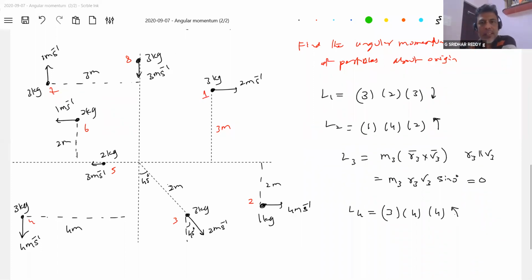How to curl fingers? How to get the direction? So this is R bar. This is V bar. So curl fingers from R bar towards V bar. The small finger should be along the negative x-axis.